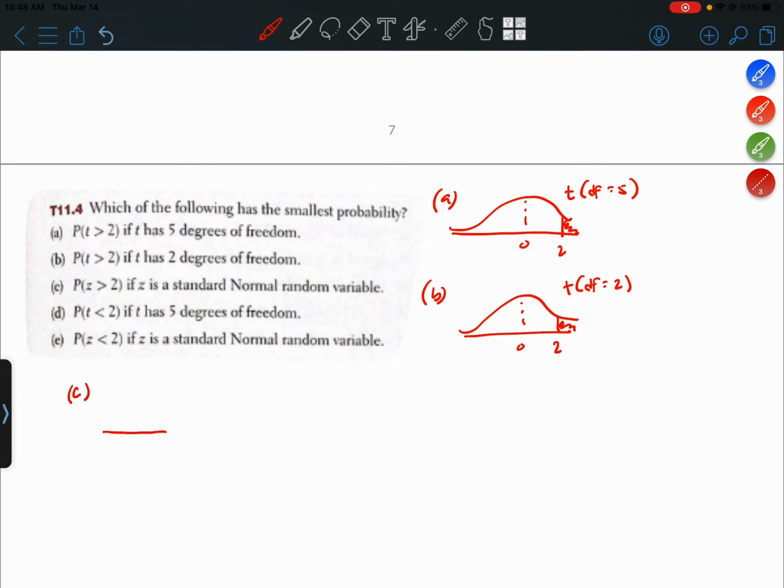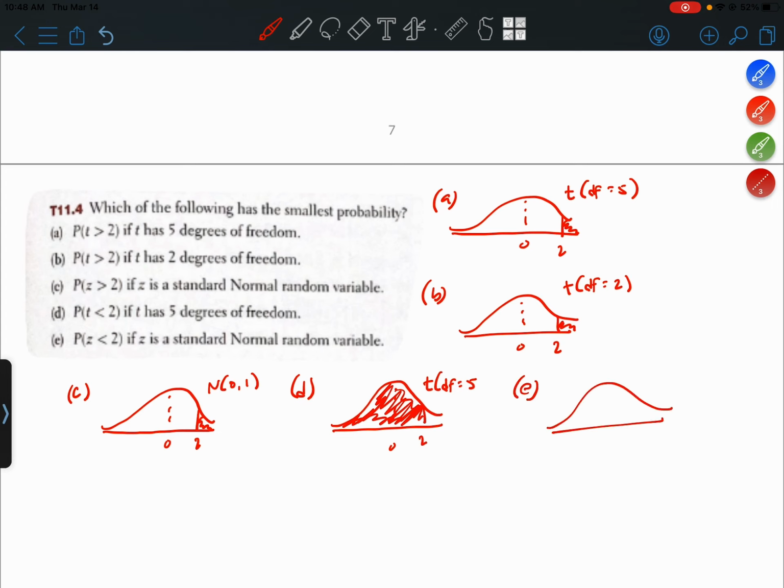C is Z, so this is a normal distribution, boundary value 2 or greater. D, same boundary value, but notice it says less than 2. T with degrees of freedom 5. So here's the boundary value, positive 2, but less than is the left tail. And E, boundary value 2, but it's being less than, and this is a normal distribution.